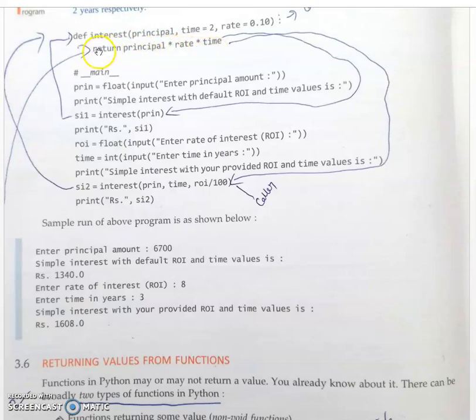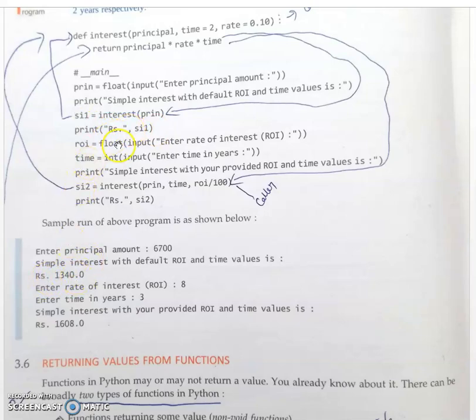In that suite it will calculate principal into rate into time. After executing the return statement, the control goes back to where it came from. So it comes from the calling statement. It will return the result to the SI1. So what you are printing here, SI1, will be printed.